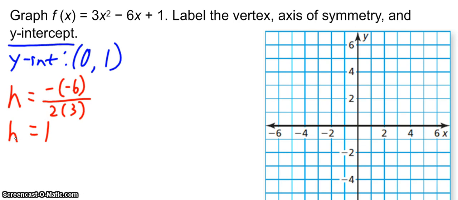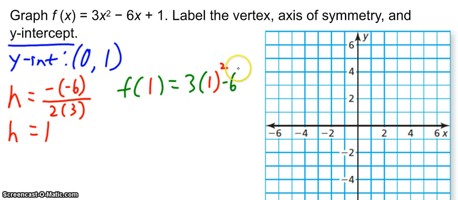To find the k value, I know that I can take that value and plug it into the function wherever there's an x. So f of 1 is going to be 3 times 1 squared minus 6 times 1 plus 1.